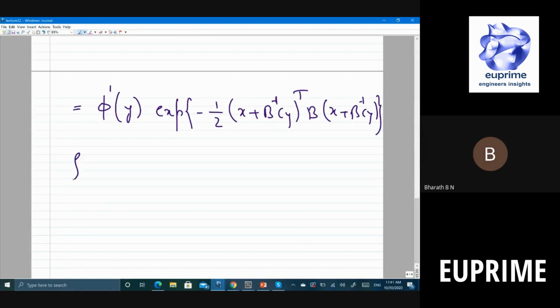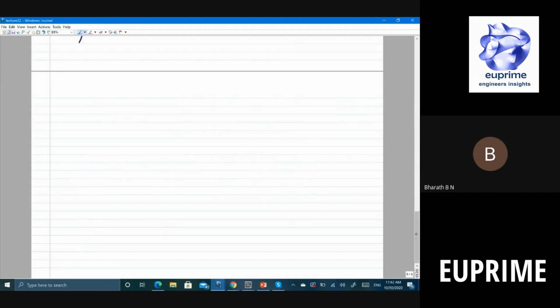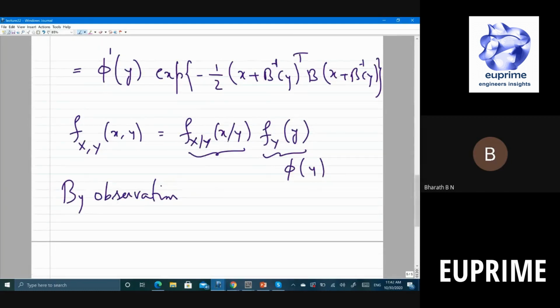Now if you look at f of x, y, I can write this as f of x given y, of x given y, into f of y of y. So this is only a function of y, and this depends on both x and y. All that we have to care about is the exponent of this. The moment I know the exponent, essentially I'll know what the distribution is, right? By observation, what can you say about the mean and the covariance of f of x given y?